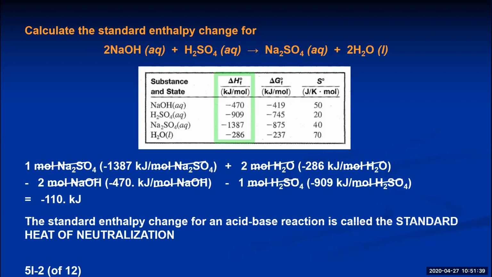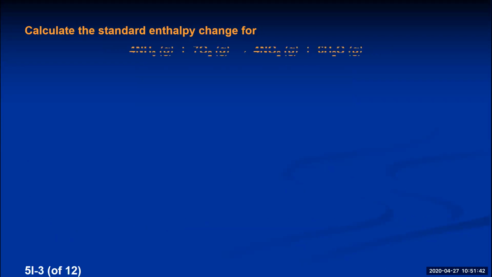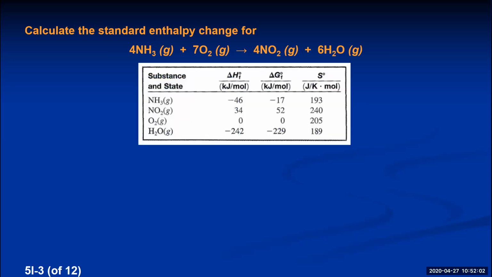Let's try another example. Let's calculate the standard enthalpy change for the reaction 4NH3 gas plus 7O2 gas yields 4NO2 gas plus 6H2O gas. We could do this experimentally in a bomb calorimeter, or we could do it theoretically with standard heat of formations from a thermodynamic table. So I'm going to go to our class website's thermodynamic table, and I'm going to look up the enthalpy of formations for each of the reactants and products, and we're going to do the same thing. If you want to pause this and try to do the calculation on your own, please feel free to. Otherwise, in a couple seconds, we'll go through the calculation here together.